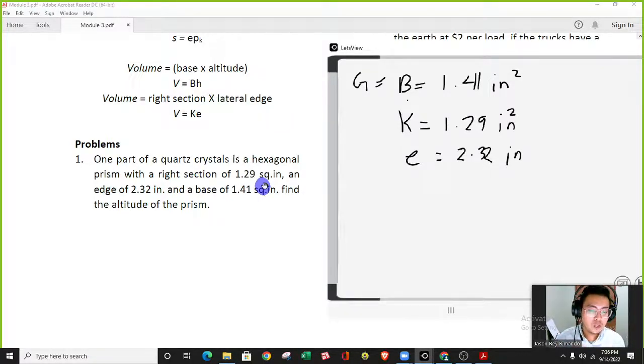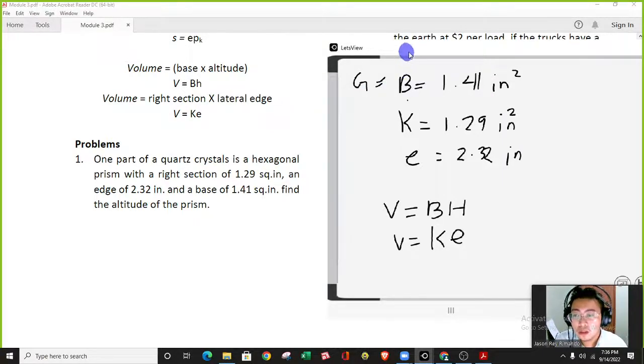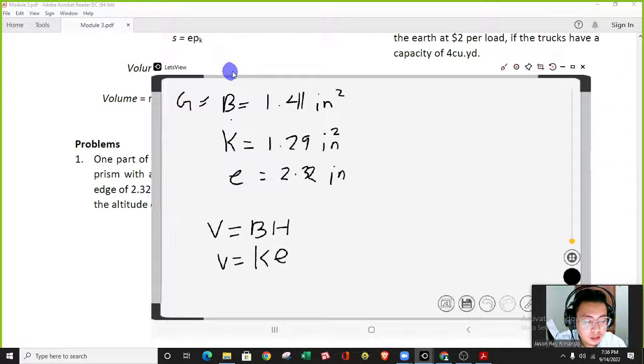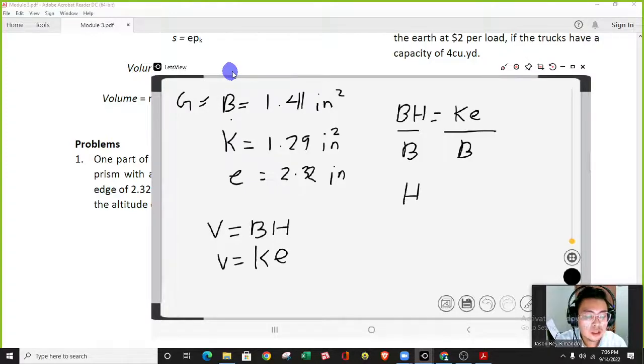How do we determine? We have your formula, which is the area of the base times the height, and your right section multiplied by lateral edge. Since these are both V or your volume, we can equate: BH is equals to KE. Divide both sides by B. Para yung matira is yung altitude lang or your height lang sa left side.